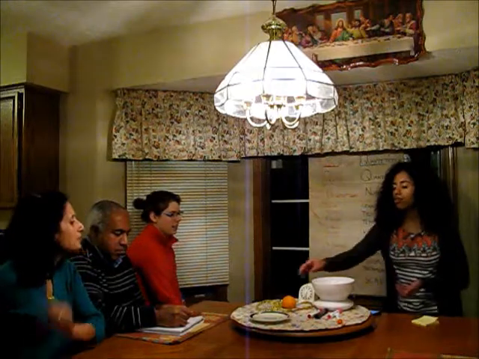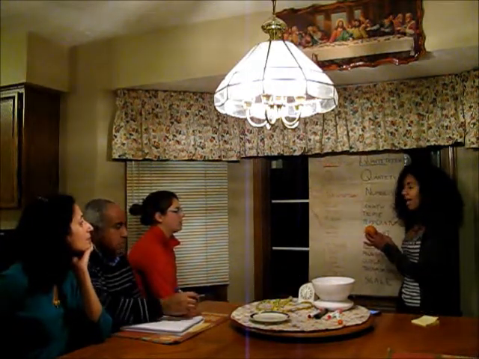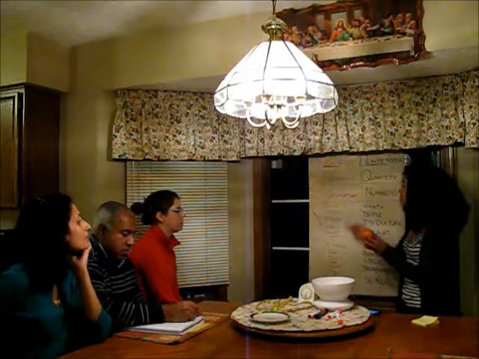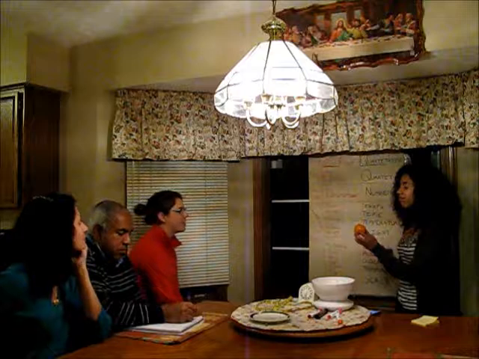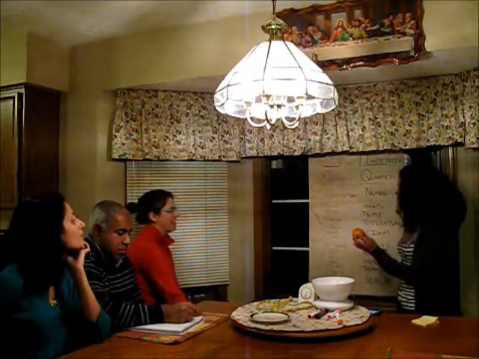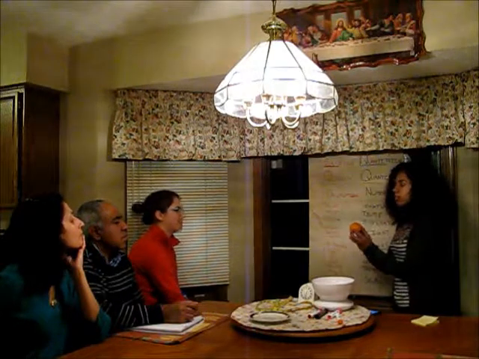So if you were to give a qualitative observation of this orange, how would you use your five senses to give a description of a characteristic of the orange? Well, it looks orange and bumpy. And what tool did you use? My eye. To give a description of the color and the texture.